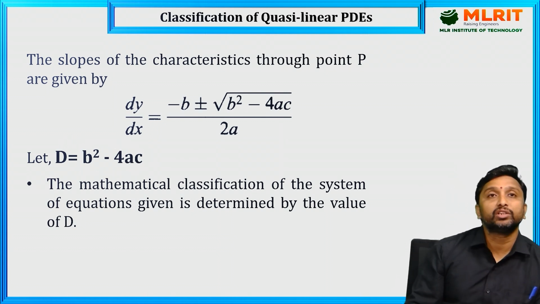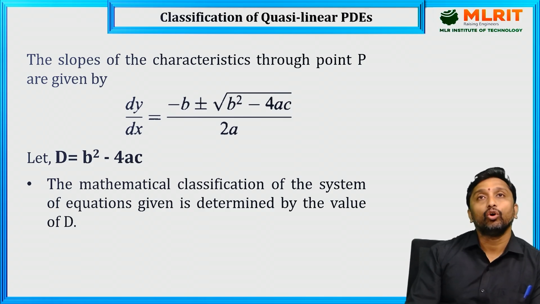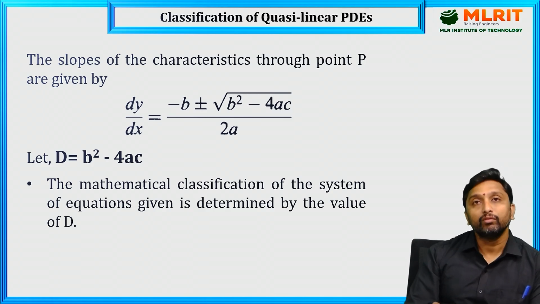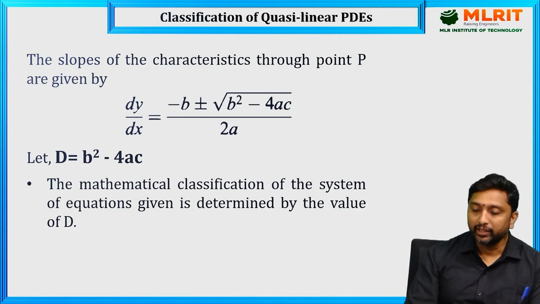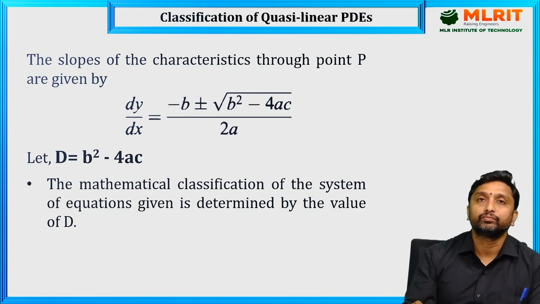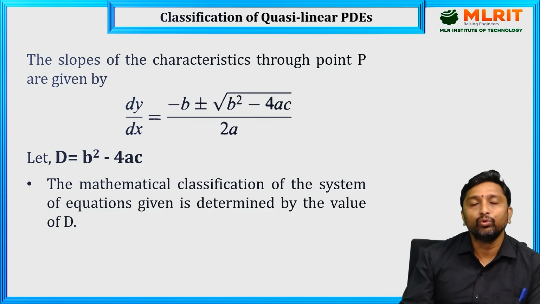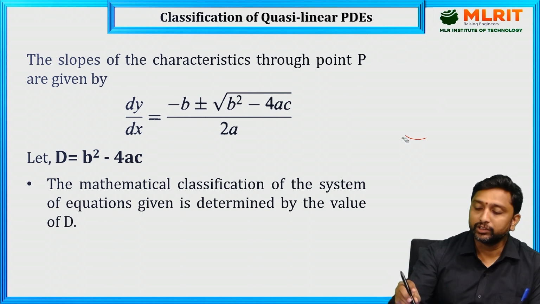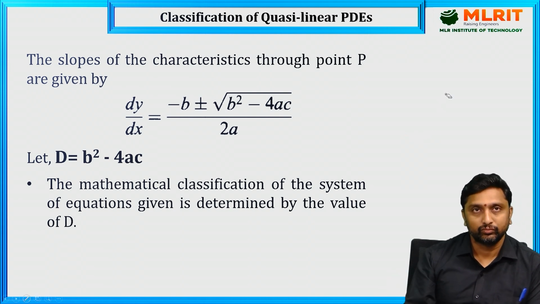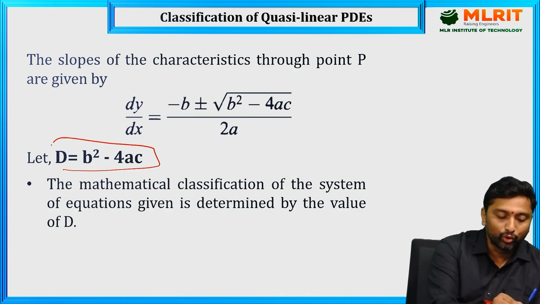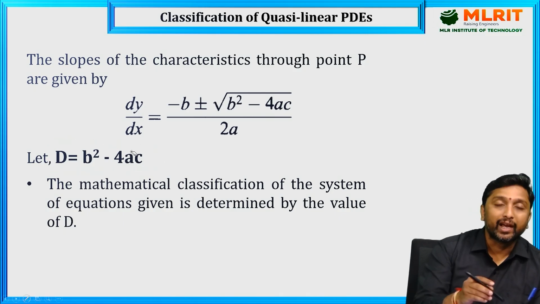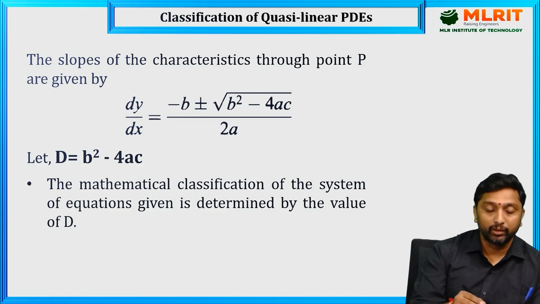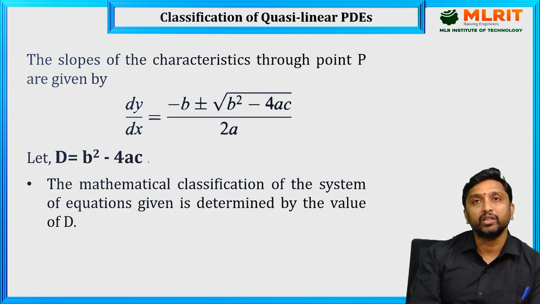Based on the value of this discriminant d, the nature or behavior of the curve can be estimated. Indirectly, when we are solving a set of quasi-linear equations, we are considering those quasi-linear equations to be the flow field equations. So indirectly we are trying to identify the general behavior of the flow, which can be predicted based on the discriminant value, b square minus 4ac.